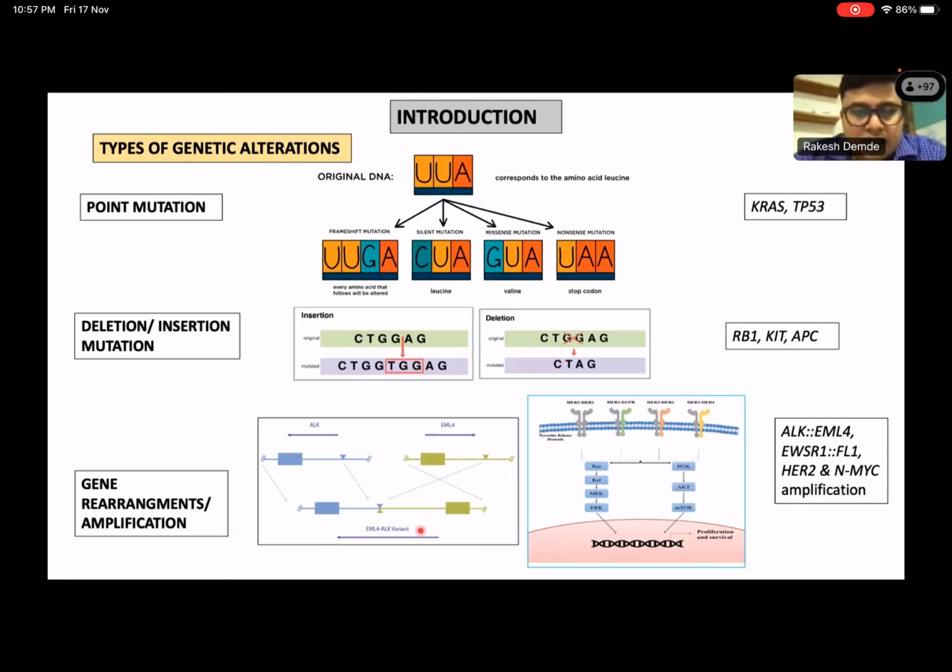Similarly, you can get a gene rearrangement where one part of a gene, like ALK, fuses with another part of a gene. So we have the ALK gene which fuses with the EML4 gene, which is commonly seen in lung adenocarcinoma, and this activates the further downstream pathway and you get lung adenocarcinoma. This kind of alteration is called gene rearrangement or gene fusion. Whenever you see any mutation, you have to check whether it is a point mutation, deletion, insertion mutation, or gene rearrangement, because in gene rearrangement you have to look for RNA based studies, and in mutation you have to look for alteration in the DNA strand.